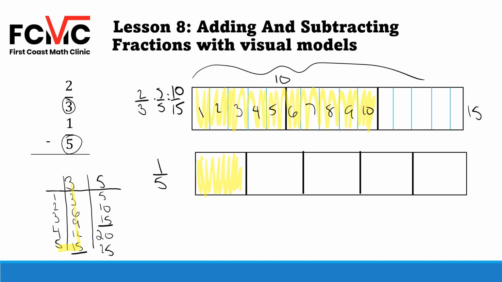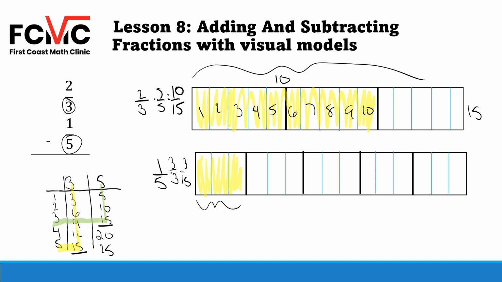Okay. And then for my 1/5, well, what are we multiplying 5 by to get 15? We're multiplying it by 3. So times 3 over 3, and we get 3/15. So we're going to break up each one of these bars here into 3 pieces, and again get 15 total. So it's going to look something like this.